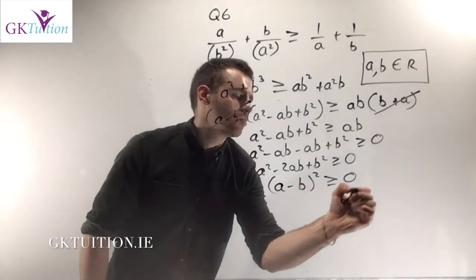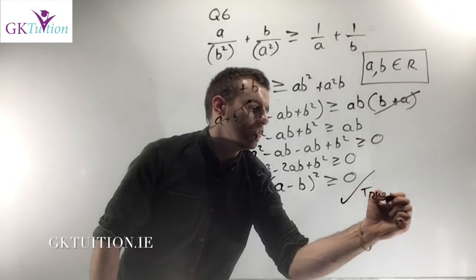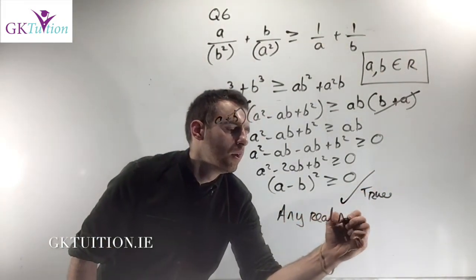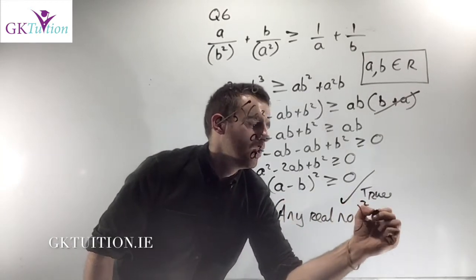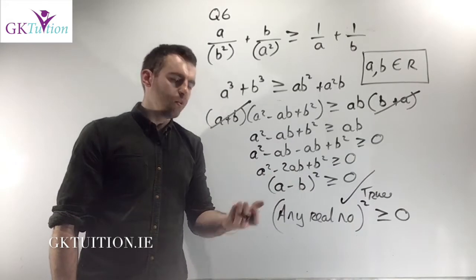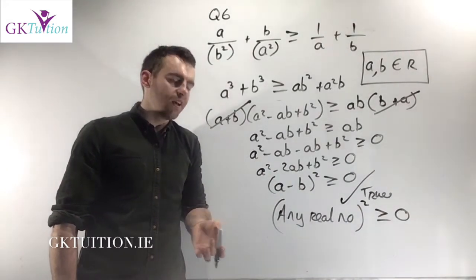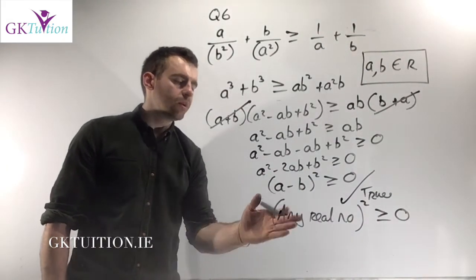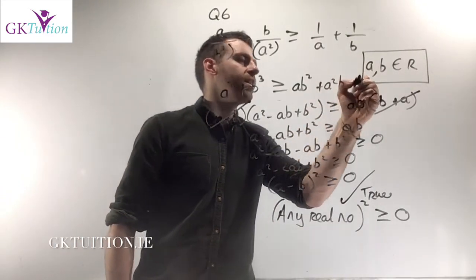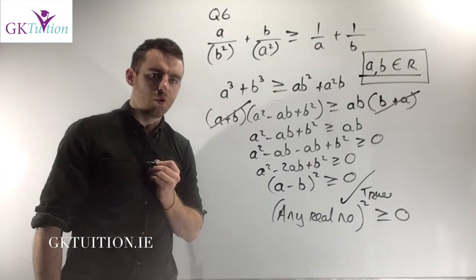I can say that this one is true. That's definitely true. The reason I know it's true is because any real number squared is always greater than or equal to 0. Even if the thing that was in this bracket was a minus, if I multiplied it by itself, it would become a positive. It only applies for a real number, so that's why the question needs to say that a and b are elements of R.